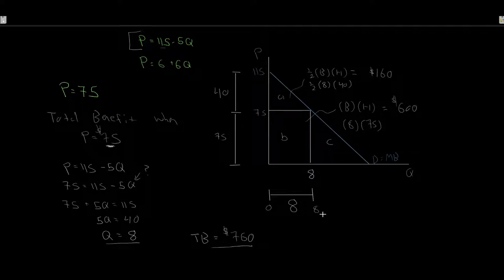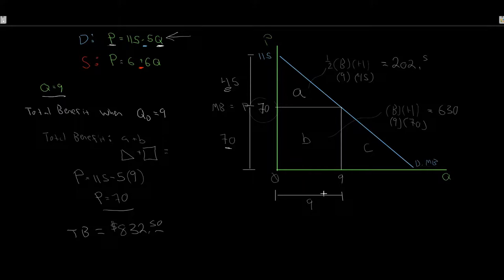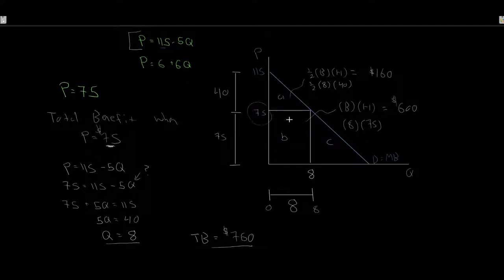So we've worked through this in two different ways. In one case, we knew the quantity. We started off knowing what the quantity was, and we had to go up and over to find the price. And then once we had that, we just had to find our geometric areas. In the second case, we knew our price and we had to go over to find our quantity. And then once we had that quantity, we could work out our geometric areas. Both of these examples were done for benefit, trying to find total benefit.